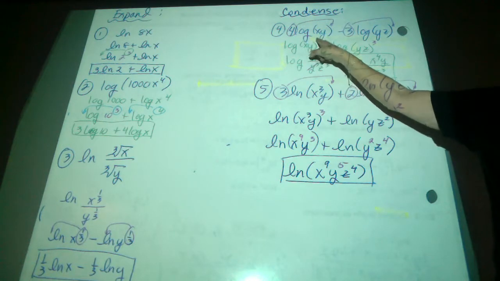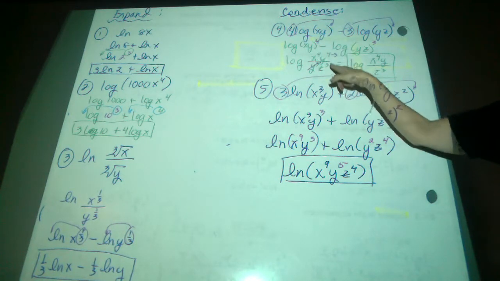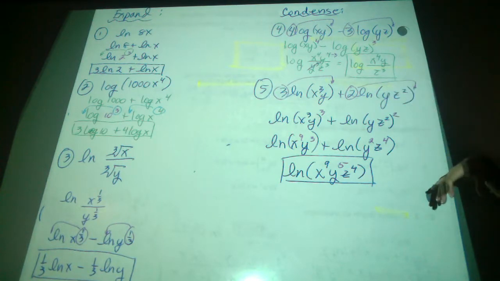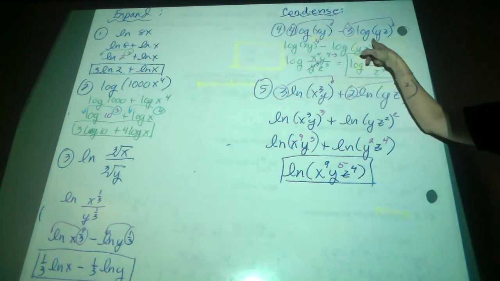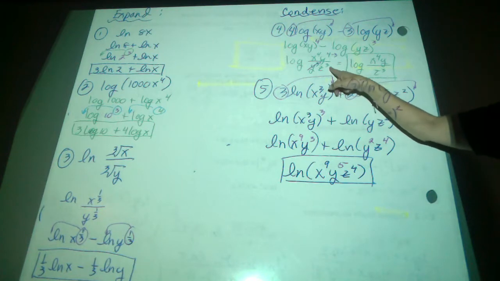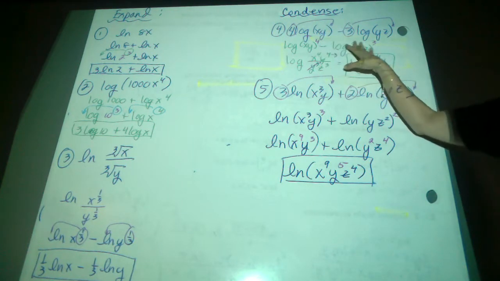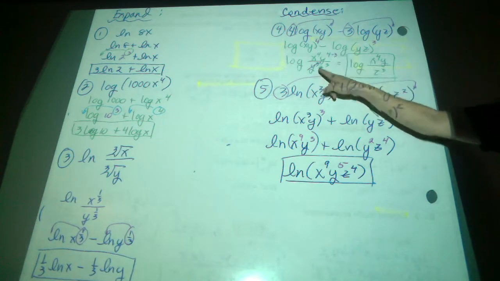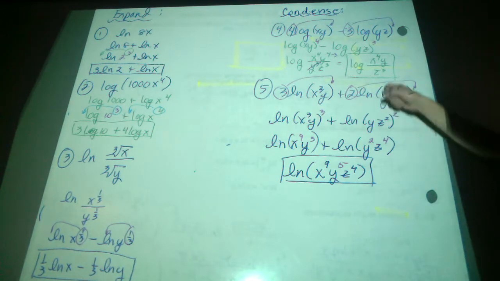So 1 times 4 is 4, 1 times 4 is 4, and here 1 times 3 is 3, and 1 times 3 is 3. And so then, because of the subtraction, I then divided them, and then I could reduce the y cubed with the y to the 4th. And so you ended up with x to the 4th y over z cubed. That one's a little bit more difficult.